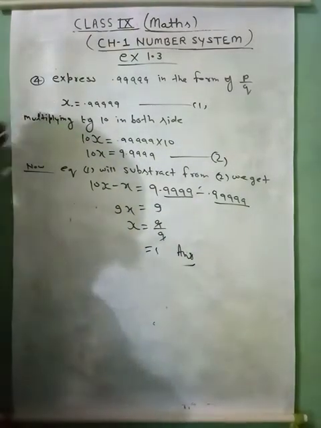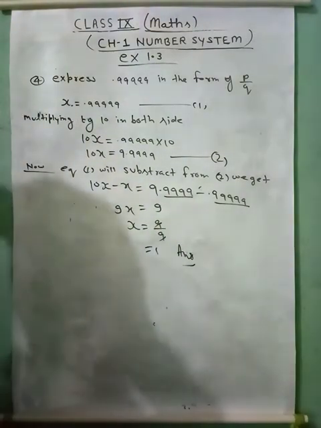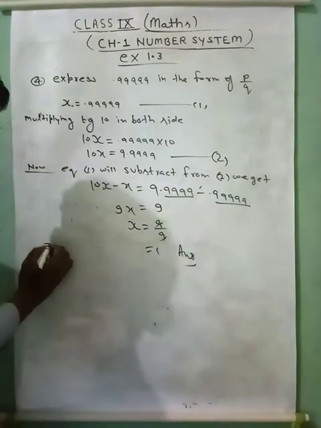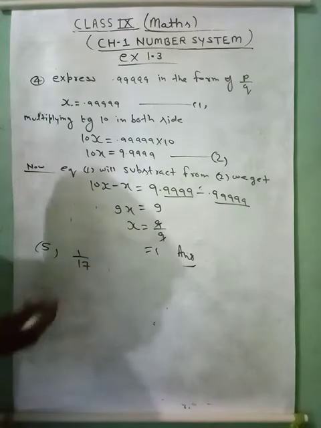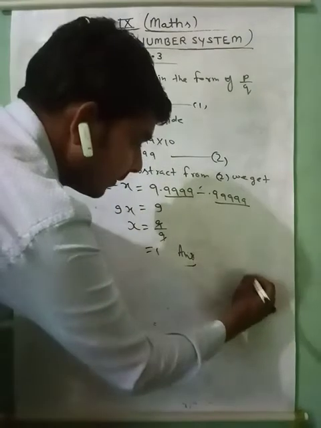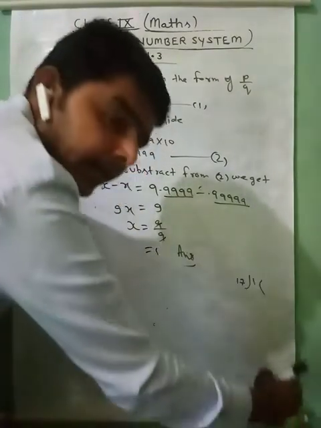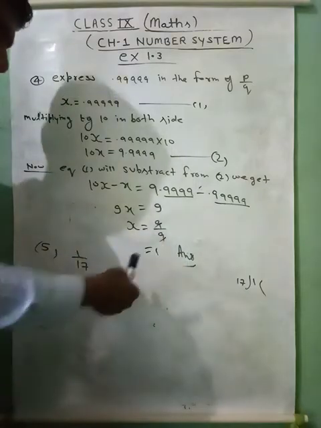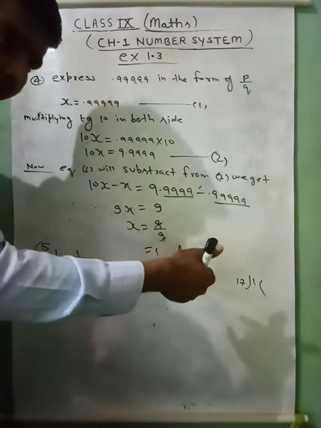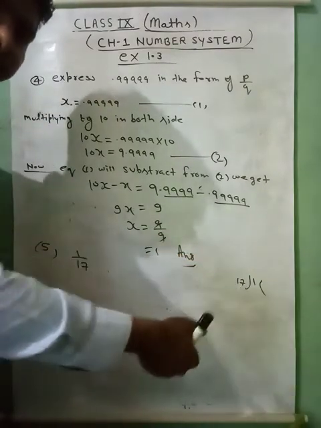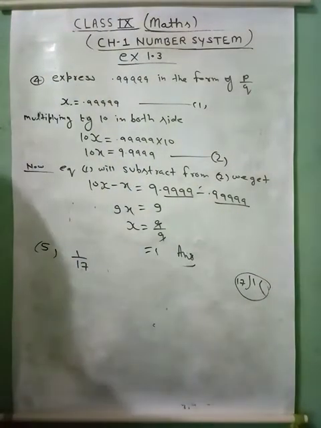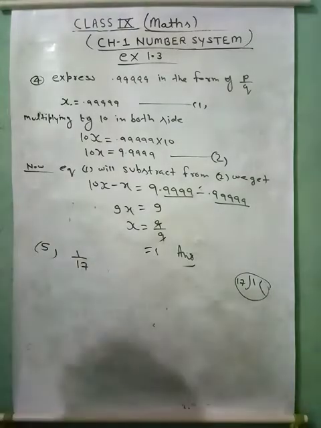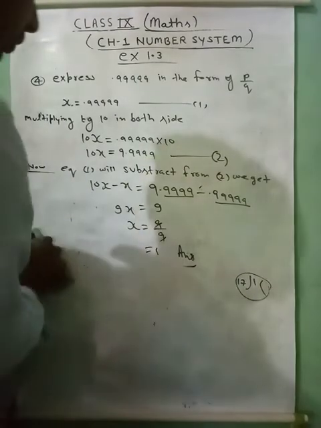Clear? Next. Question number 5 you have to do. Question number 5, 1 by 17. In this question you have to divide and check which type of decimal expression it is and how many digits it takes to repeat. Clear? You have to solve. Now see question number 7.